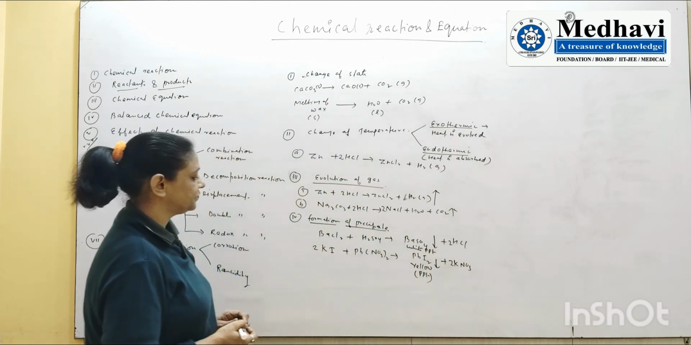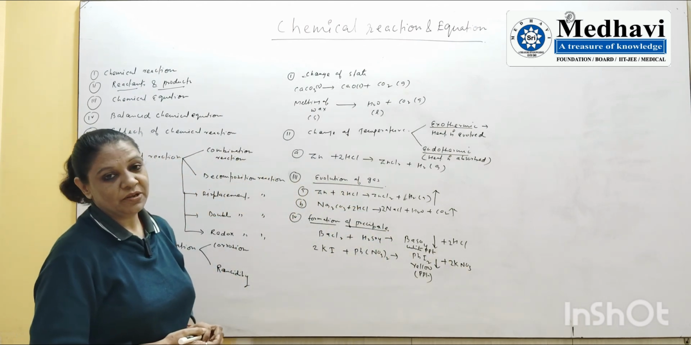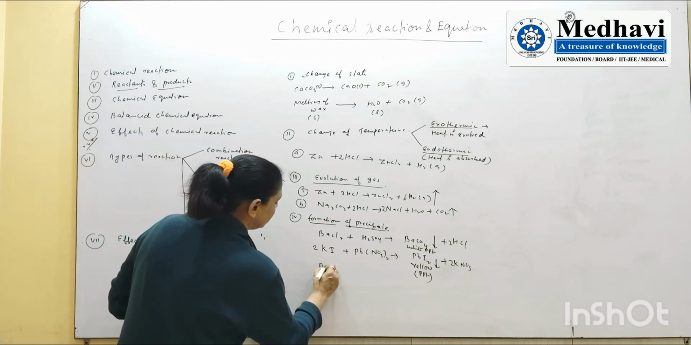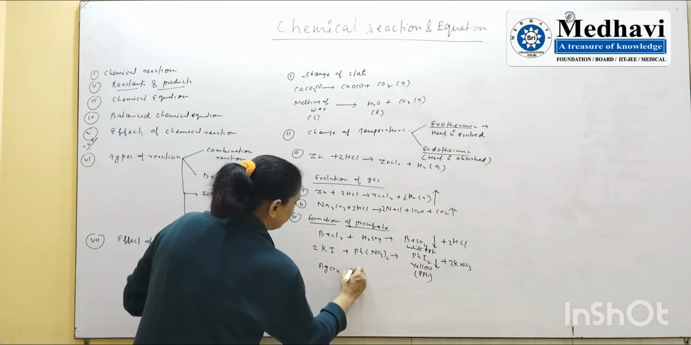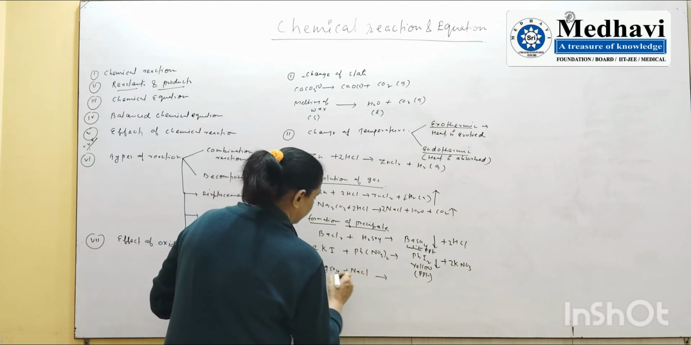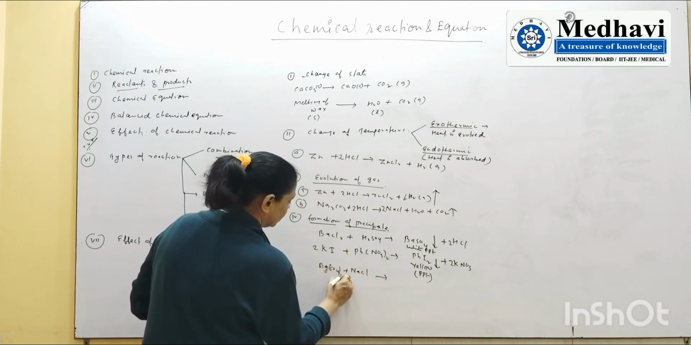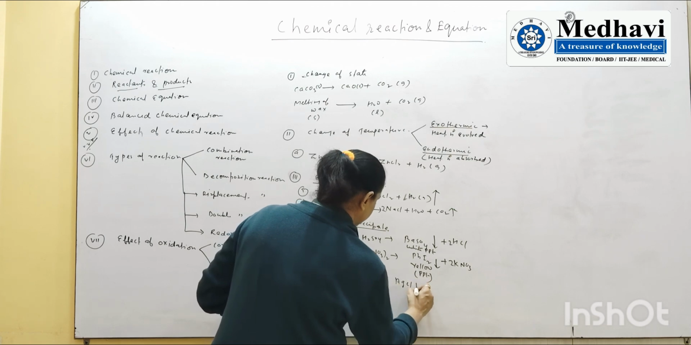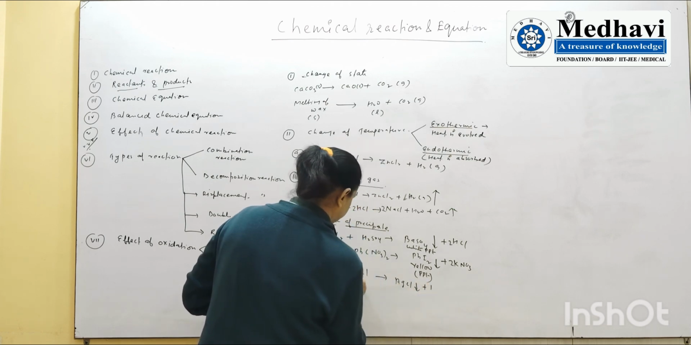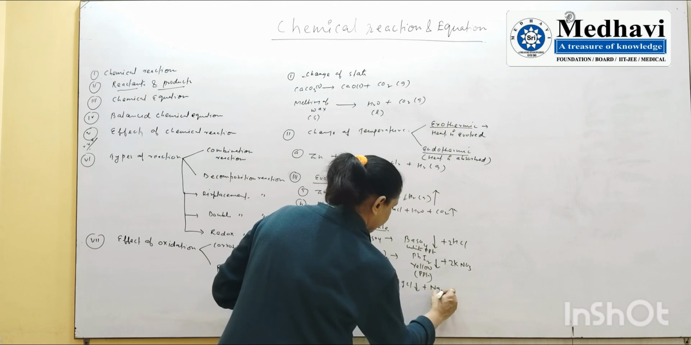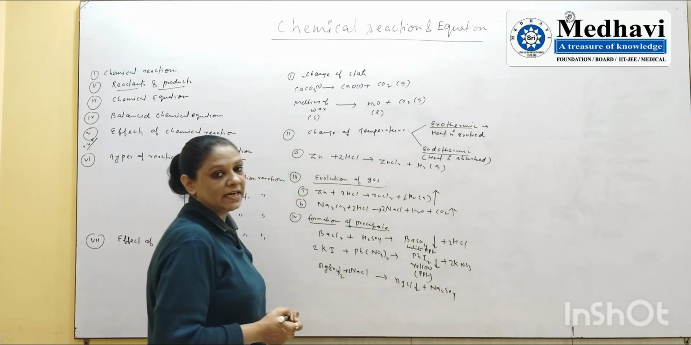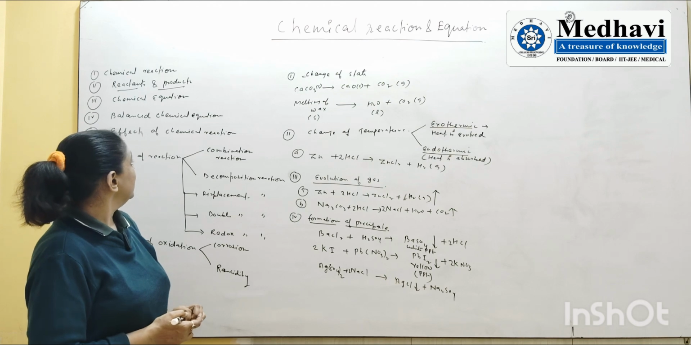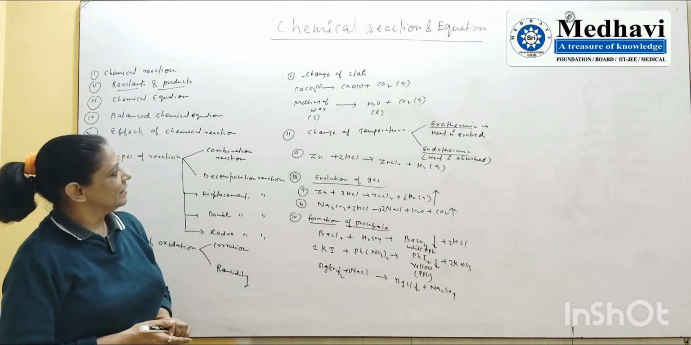Is produced. So this is the formation of precipitate. Another example you can take: when silver sulfate is reacted with sodium chloride, then here also a white precipitate of silver chloride is produced. So these are examples of the chemical effect of a chemical reaction.